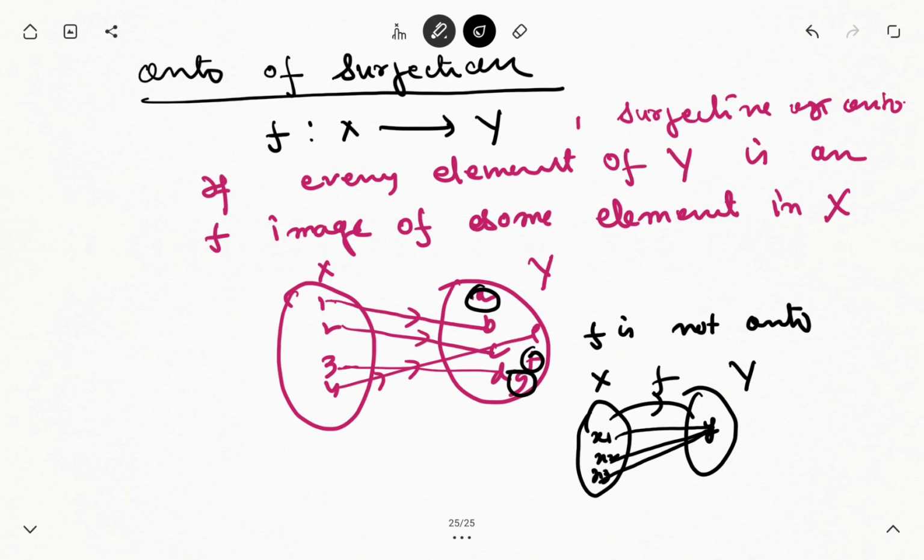We are not talking in this particular example about the oneness, right? We are talking about onto or surjective. This is surjective because Y is totally exhausted, and because it is a function, there is no question about whether any element in X is left or not, because X has to be totally exhausted, otherwise it will be a relation. So we are not questioning about that.